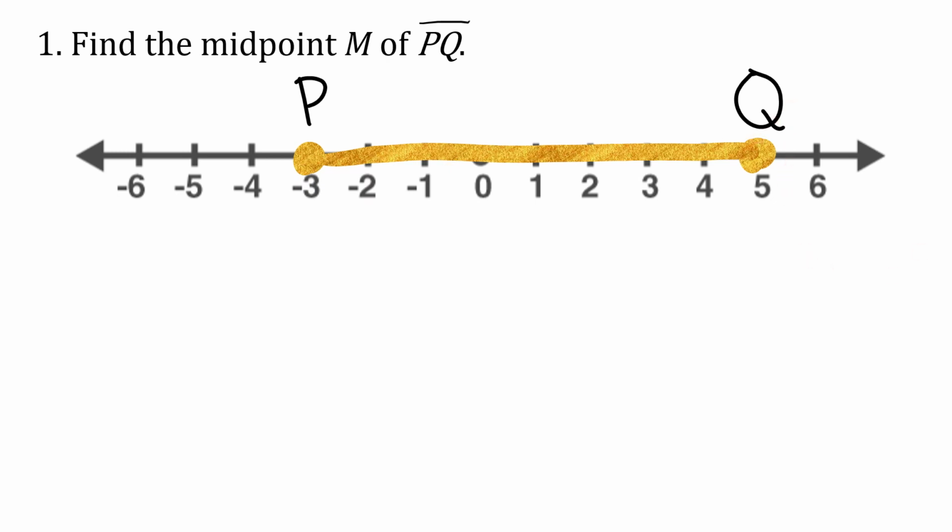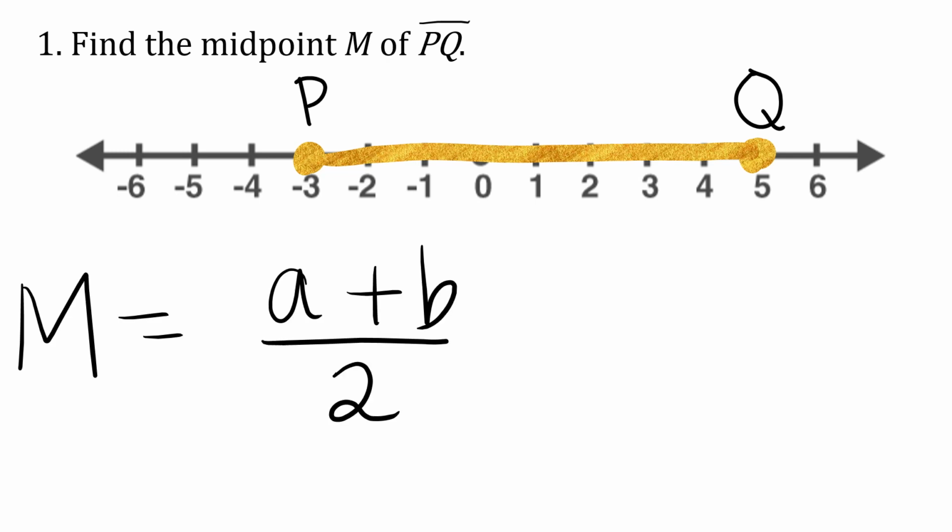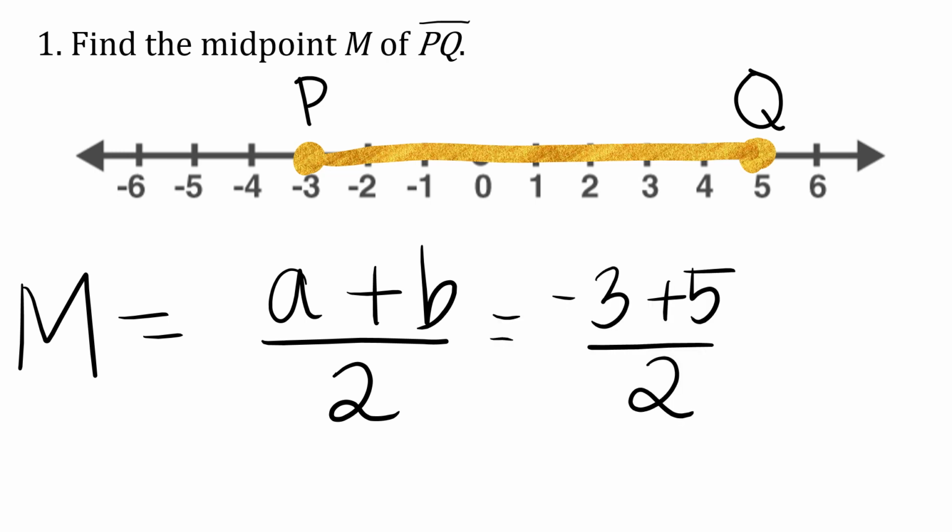To find the midpoint of that line segment, we're just going to add those together and divide by 2. The formula is little a plus little b over 2, where a and b are the endpoints of our line segment. So that's -3 plus 5 over 2. -3 plus 5 would be the same thing as 5 minus 3, so that's 2 over 2, which is 1. So the midpoint is 1.